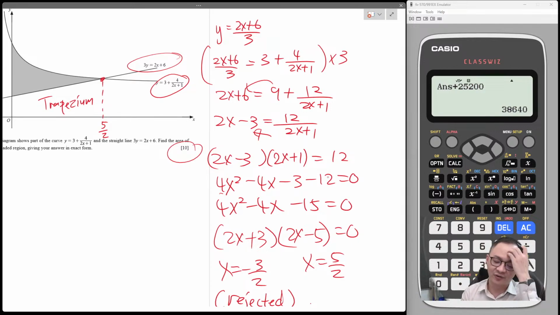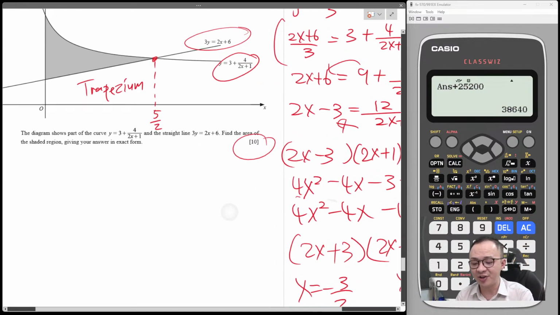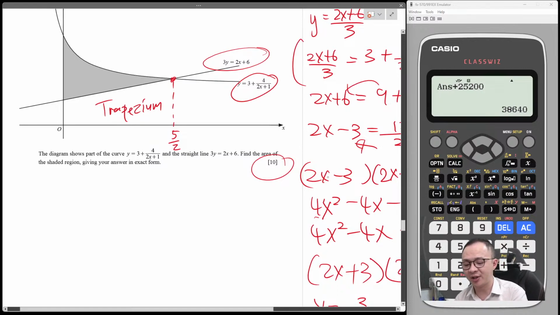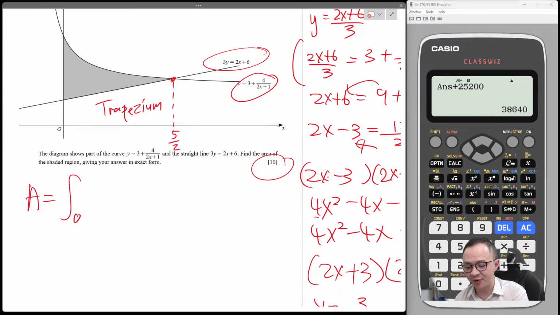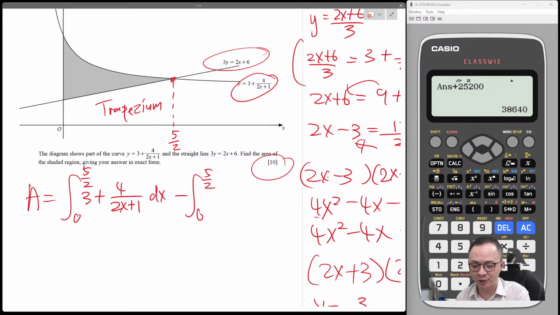Now I can start to find my shaded region. If I want to find the shaded region, I straight away do the integration. So the area of the shaded region, I'll integrate the curve first from 0 to 5 over 2 of 3 plus 4 over (2x plus 1) dx. Minus, I integrate the straight line from 0 to 5 over 2.